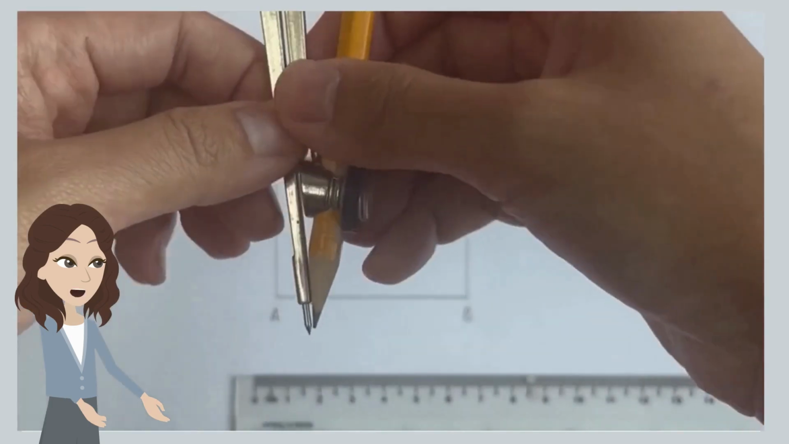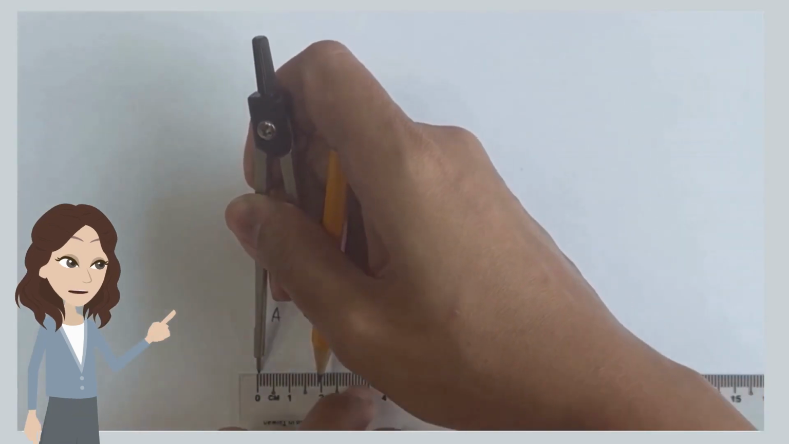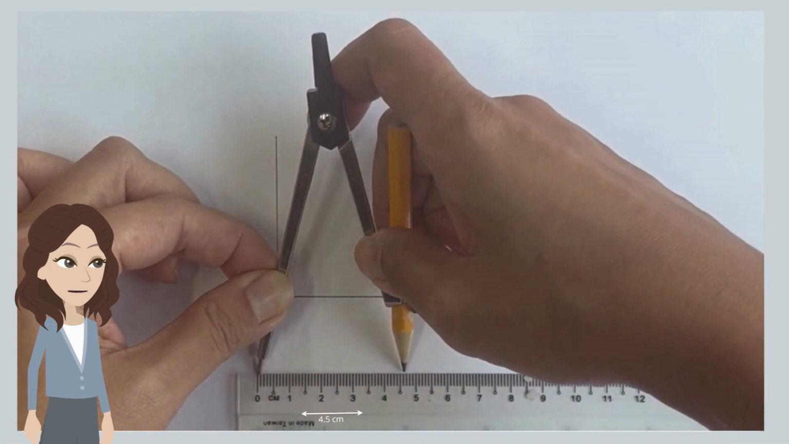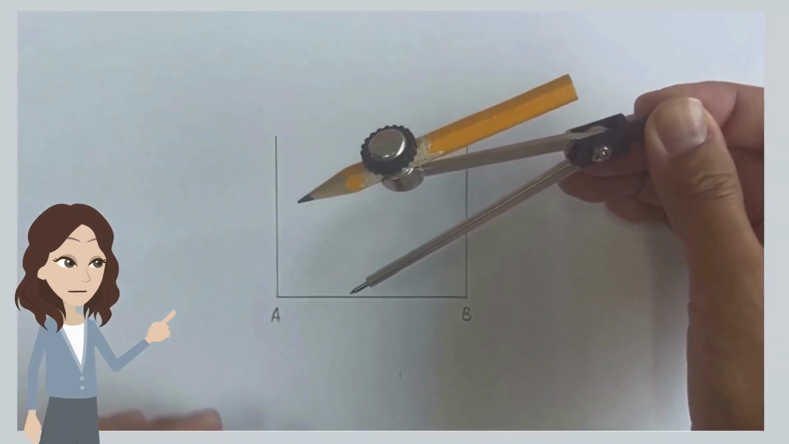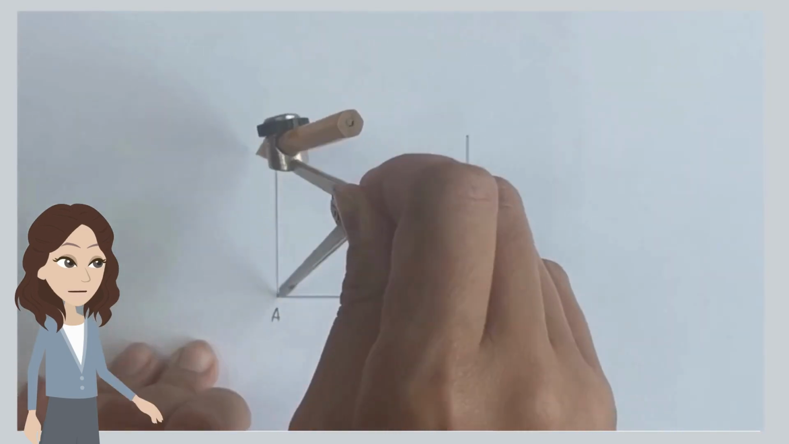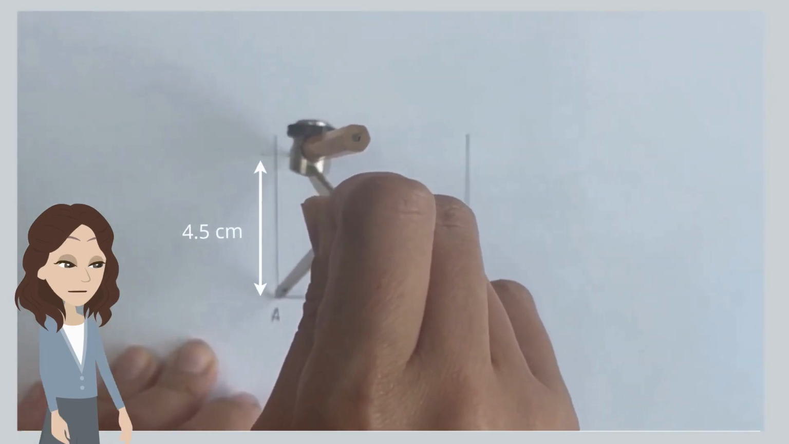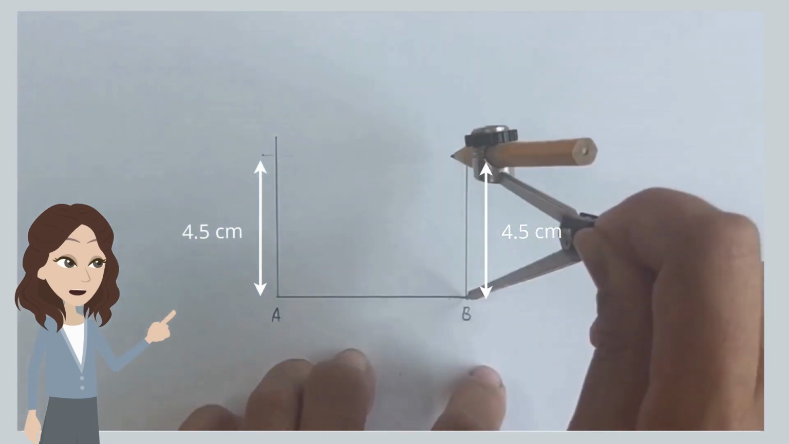Step 3. Widen the awns of a compass to 4.5 centimeters and ensure the awns of the compass are fixed. Step 4. Draw an arc 4.5 centimeters from A and another arc 4.5 centimeters from B.